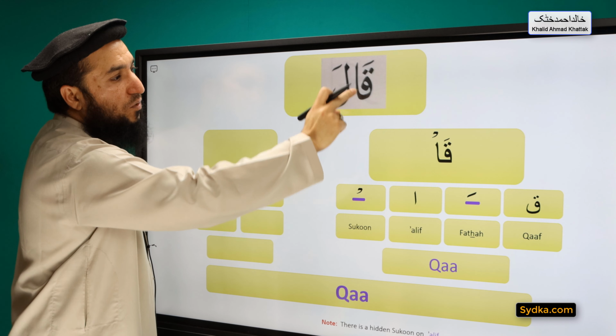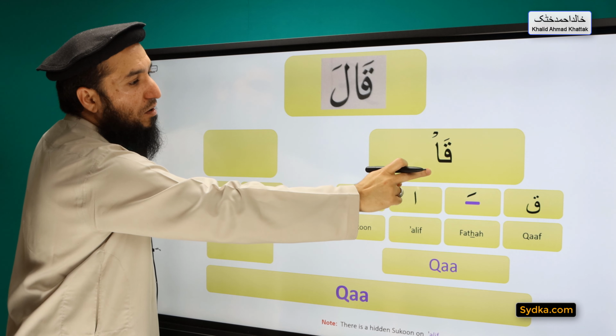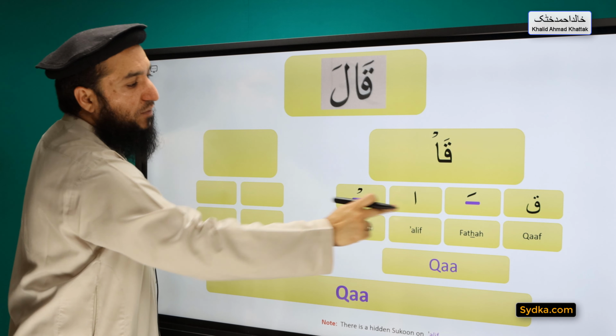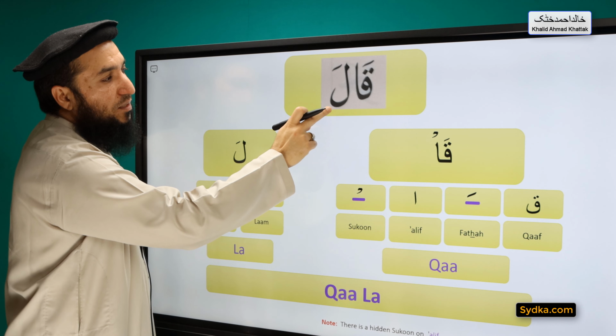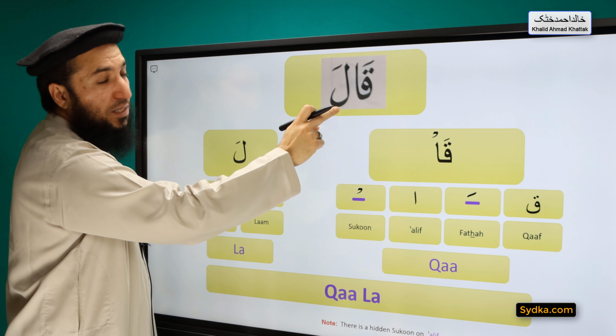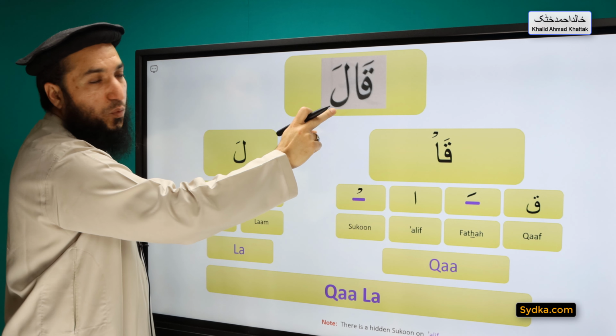Qaf Fatha Alif Sukoon Qa. The second syllable we have is Lam Fatha La. Lam is light in this case. We have Fatha on top of it, and it will be prolonged for 1 count.